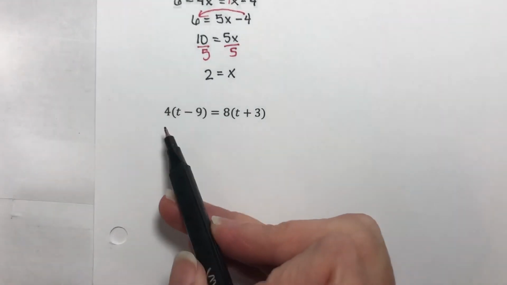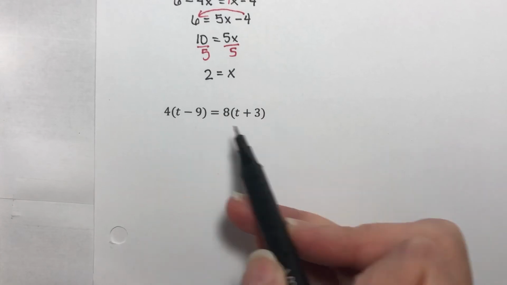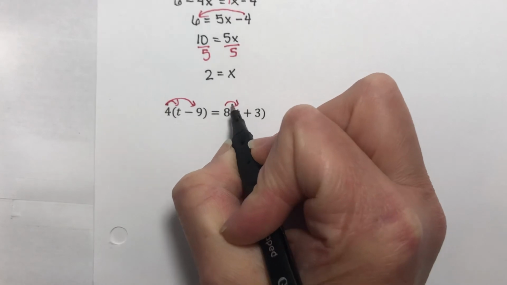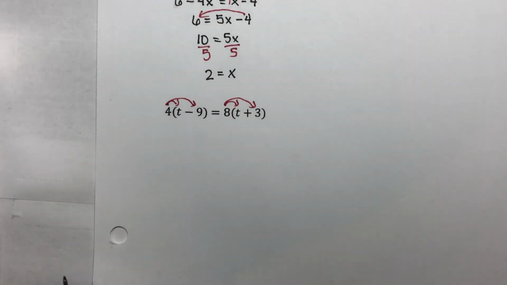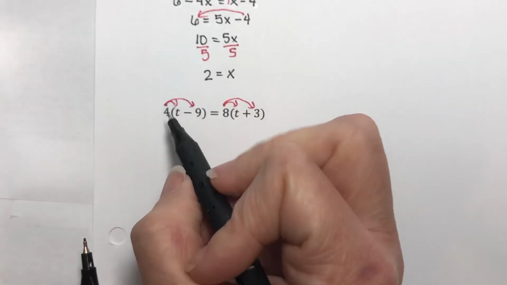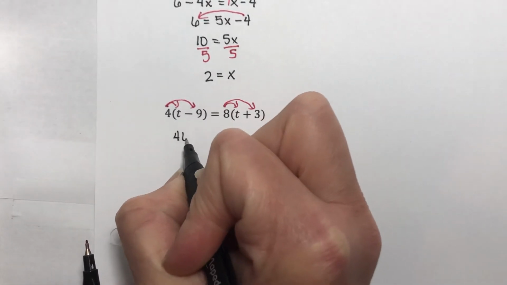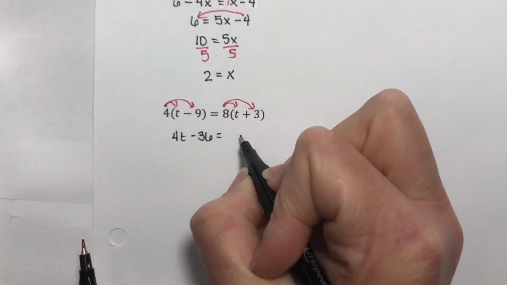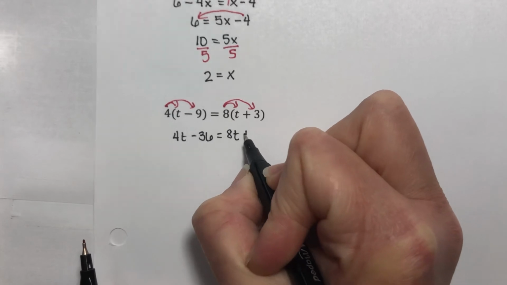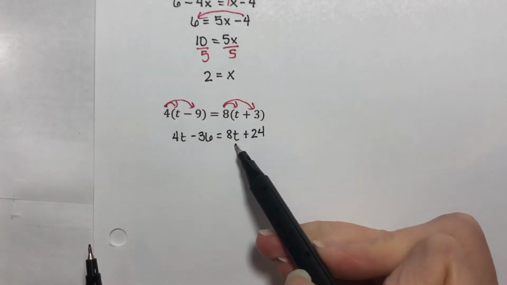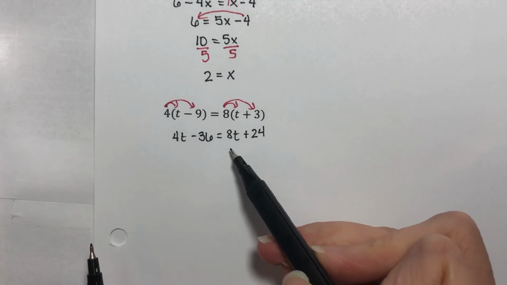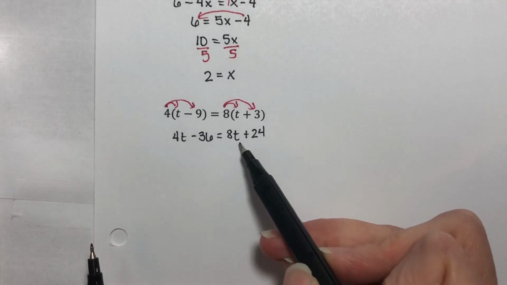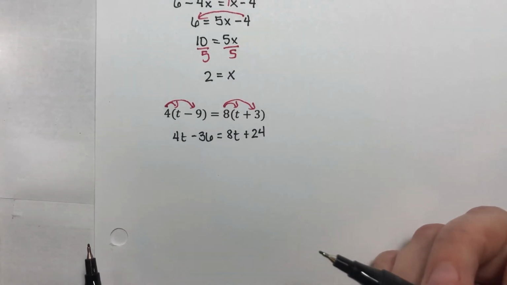Okay, so let's try here. I've got a distribution on both sides, so I'm going to take the 4 and I'm going to multiply it through both sets of parentheses. So 4t minus 36 is equal to 8t plus 24. Notice that my t's have a little tail on the end. I do that because it's very easy to get a lowercase t mixed up with a plus sign. So that's something you should consider doing if you don't already.